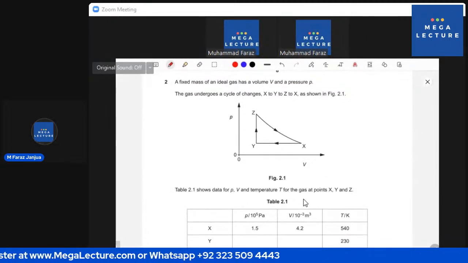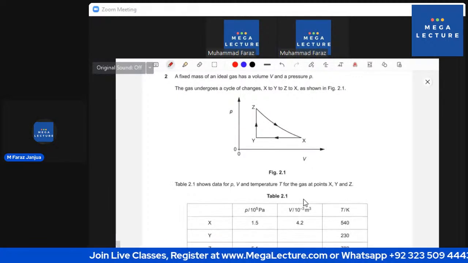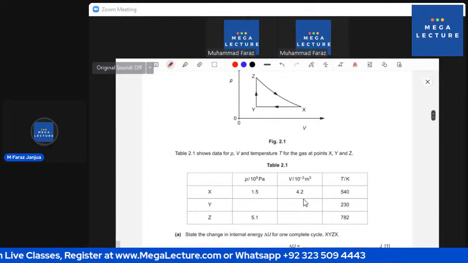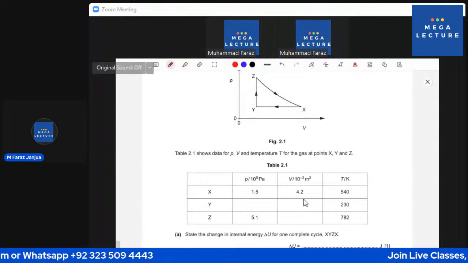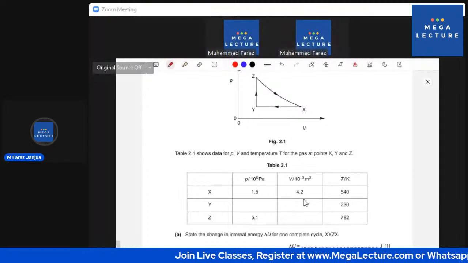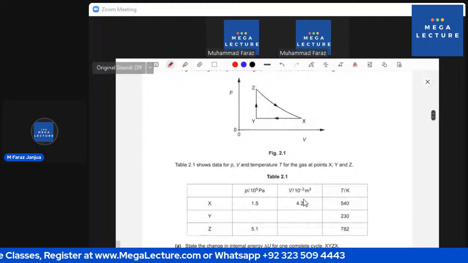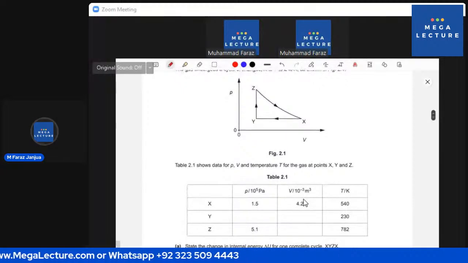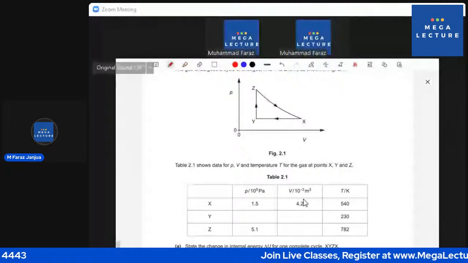Now, a fixed mass of an ideal gas has a volume V and pressure P. The gas undergoes a cycle of change X to Y to Z as shown in figure 2.1. The figure shows PV and temperature T for the gas at points X, Y, Z. At X, P is 1.5. Again, units are very important. 10 to the power 5, 4.2 into 10 to the power minus 3 meter cube. Temperature is 540.